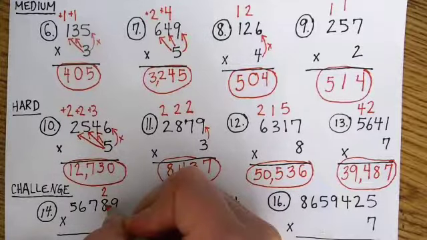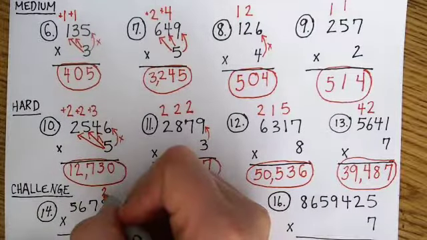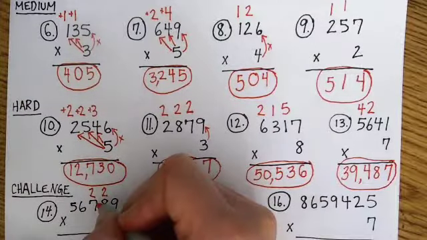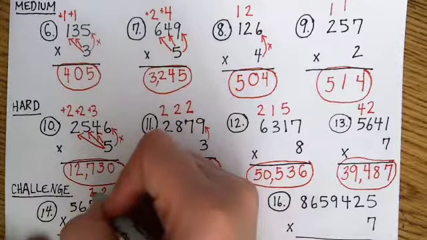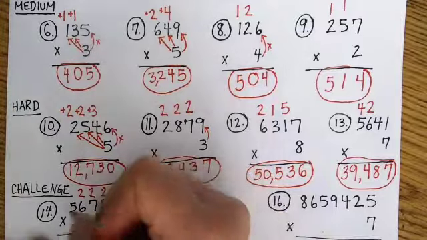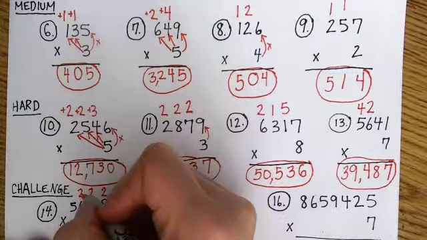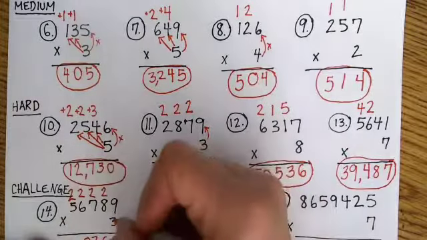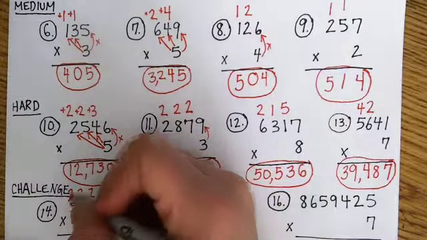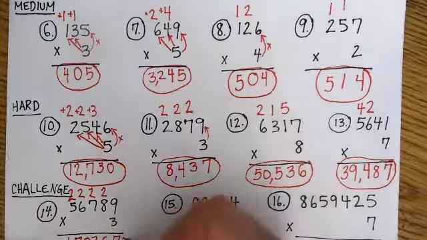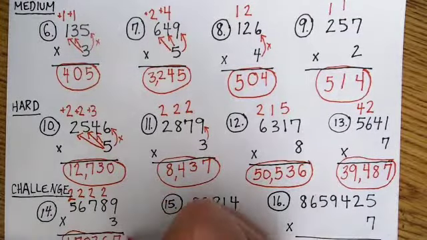3 times 8 is 24. Plus 2 is 26. Put down the 6, carry the 2. 3 times 7 is 21. Plus 2 is 23. Put down the 3, carry the 2. 3 times 6 is 18. Plus 2 is 20. Put down the 0, carry the 2. We carried a lot of 2's on this one. 3 times 5 is 15. Plus 2 is 17. So the answer for this one is 170,367.